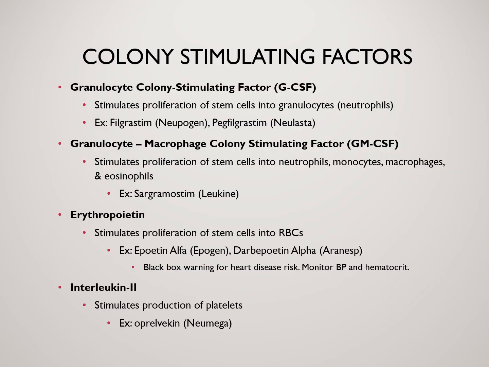Colony stimulating factors. So these are medications that aid in proliferating different types of blood cells. Each one has a different action. These are listed in table 11.5 on page 155. The first one is granulocyte colony stimulating factor. So this stimulates proliferation of stem cells into neutrophils. So it increases the neutrophils.